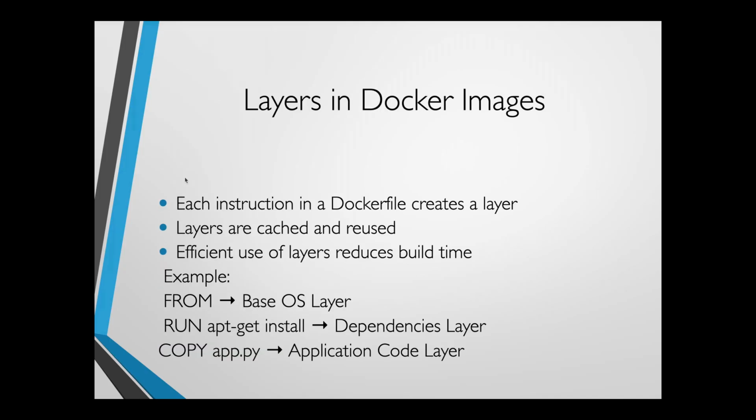Each instruction in a Dockerfile creates a new layer. For example, FROM creates the base OS layer. RUN apt install creates a dependency layer. COPY app.py creates the application code layer. The best part, Docker caches these layers and makes the builds faster.